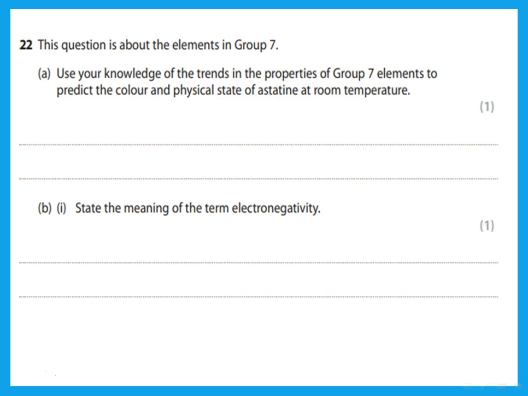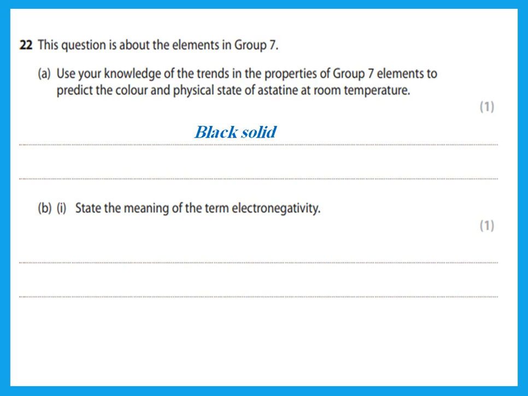This question is about the elements in group 7. Use your knowledge of the trends in the properties of group 7 elements to predict the color and physical state of astatine. Remember that astatine is at the bottom of group 7, and we said as we go down, the boiling point increases, so the state goes from gas, liquid, solid, and the color gets darker. You have to remember that astatine is actually a black solid.